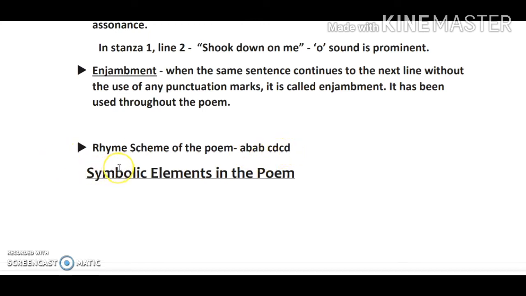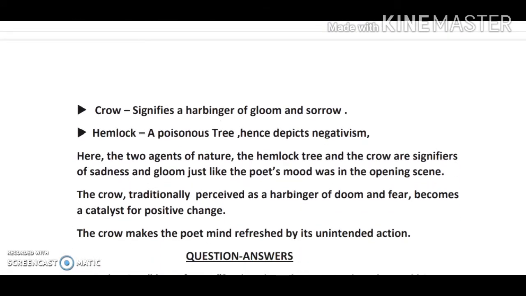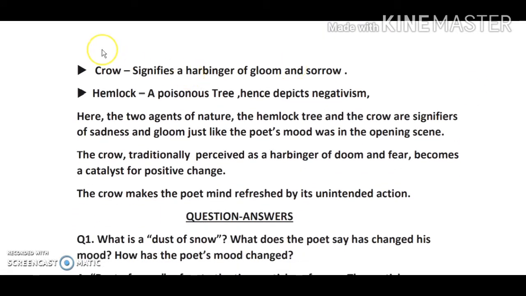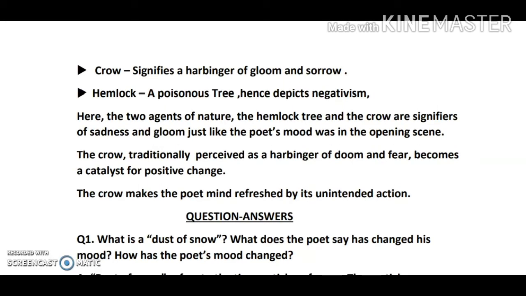Symbolic elements in the poem: the crow signifies a harbinger of gloom and sorrow. Hemlock, a poisonous tree, hence depicts negativism. Here, the two agents of nature, the hemlock tree and the crow, are signifiers of sadness and gloom, just like the poet's mood was in the opening scene.